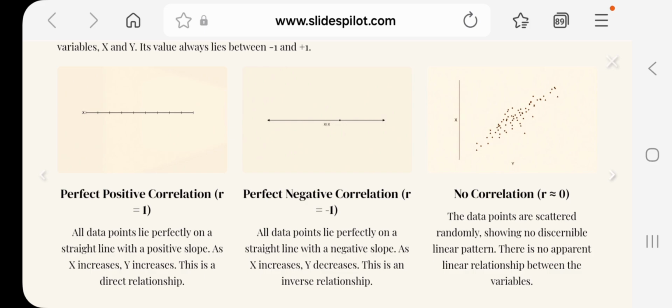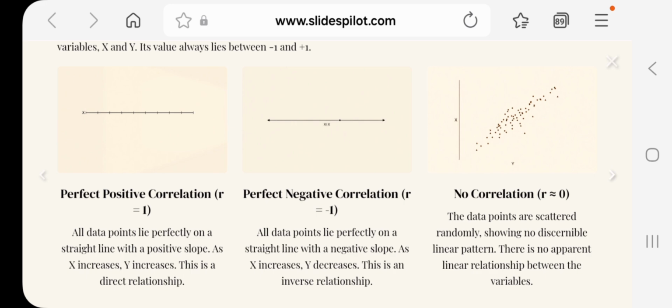So the correlation coefficient really tells us the strength of the linear relationship between two variables. If these two variables have no linear relationship, r is going to be close to 0. If there is a strong linear relationship, r is going to be close to either +1 or -1, depending on the slope of the line.